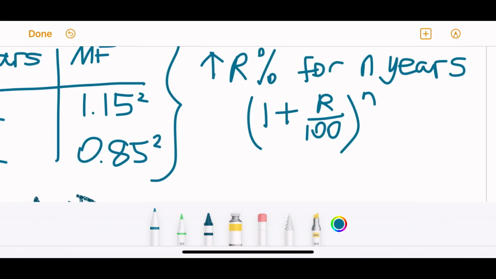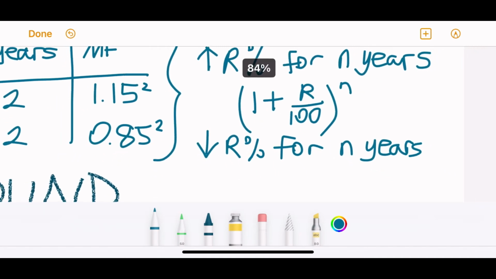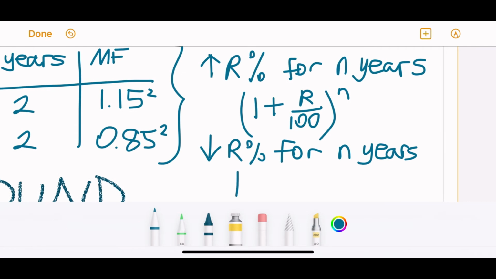And if we were to decrease by r% still for n years, nothing changes except the sign. It will be 1 minus r over 100.